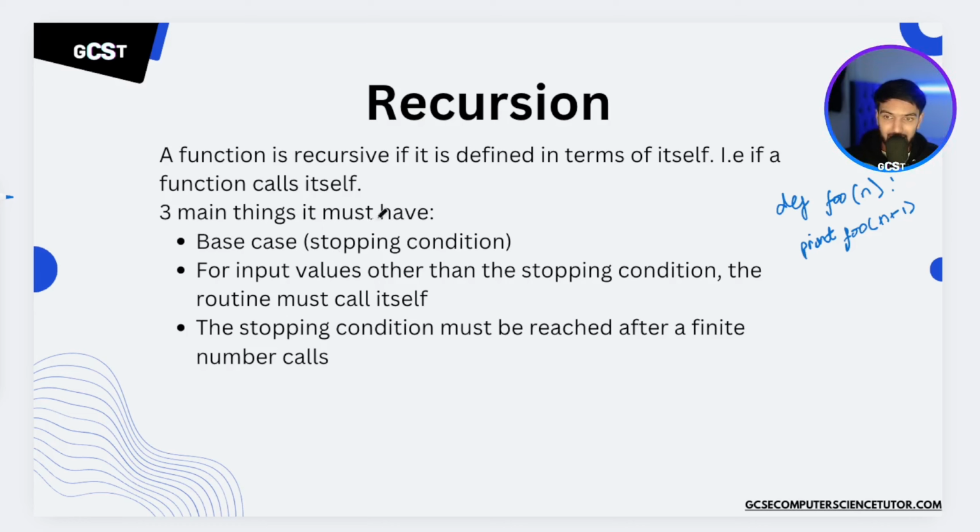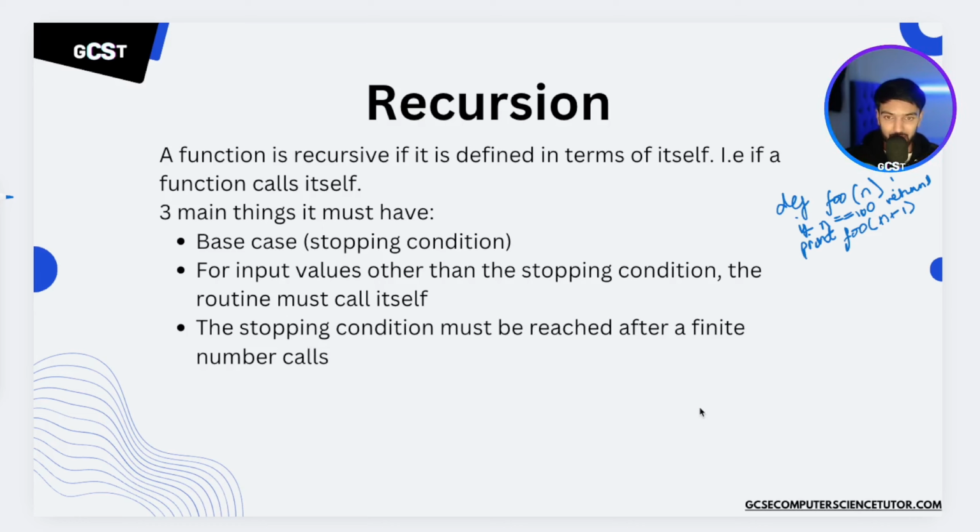So a base case, which is a stopping condition. In this case, if we set if n is equal to, let's say, 100, then return 1 or something. Then when it hits 100 it's going to return 1, and then all of the rest are going to unwind, which we'll come to next. So for input values other than the stopping condition, so other than 100, it must call itself, which it does, and the stopping condition must be reached after a finite number of calls, meaning it can't go on infinitely.